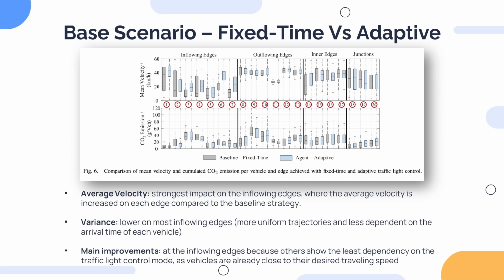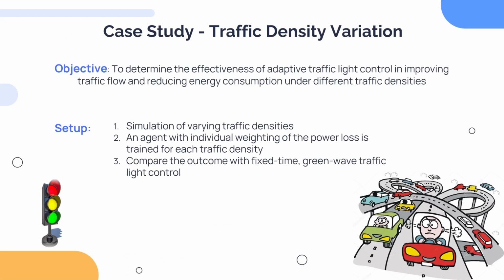From the diagram, we can clearly conclude that the main improvement is obtained at the inflowing edges compared to the other three. This is mainly because outflowing edges and junctions show the least dependency on traffic light control mode, as vehicles are already close to their desired traveling speed and have already navigated through the main part of the controlled area. That's all from me, and now I will pass to Yijun.